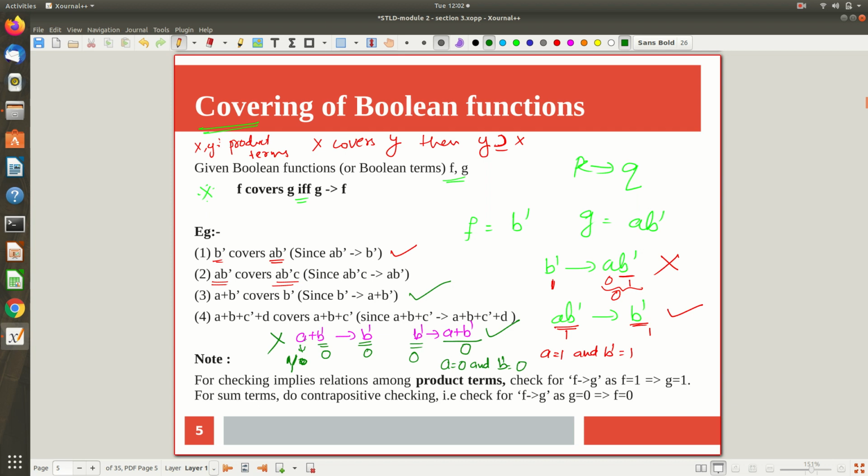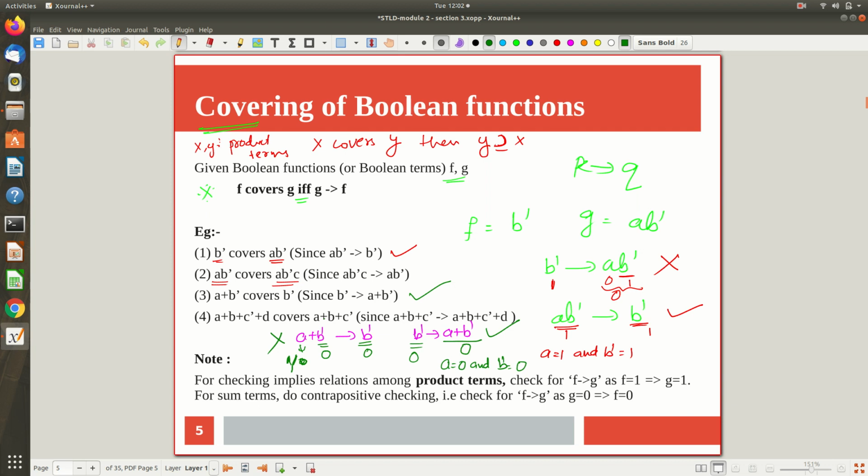Now tell me, if you apply the second definition, what will happen? You have to go from the left side to right side. A plus b dash is 1. Can I say that b dash is equal to 1? So now you have to check the three cases. A plus b dash is 1 in three cases. A is equal to 1 and b dash is equal to 0. A is equal to 0 and b dash is equal to 1. A is equal to 1 and b dash is equal to 1. So those three cases I don't want to check. That is why I go with the third definition. So very important concept.